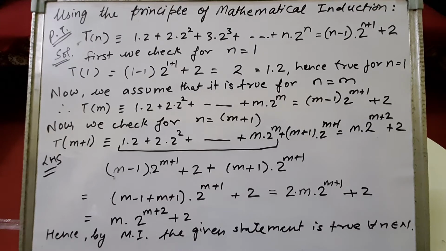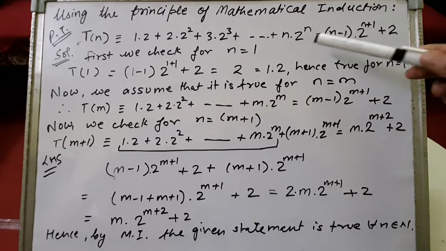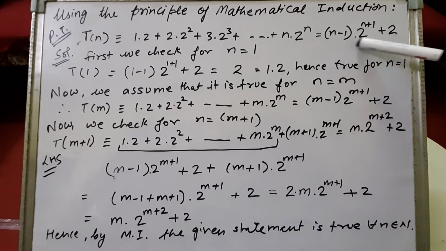It says, using the principle of mathematical induction, prove that 1 into 2 plus 2 into 2 square plus 3 into 2 cube plus and so on plus n into 2 to the power n is equal to (n minus 1) into 2 to the power n plus 1, plus 2. That means the sum of this sequence is (n minus 1) in bracket into 2 to the power n plus 1, plus 2. Right, now we have to check.